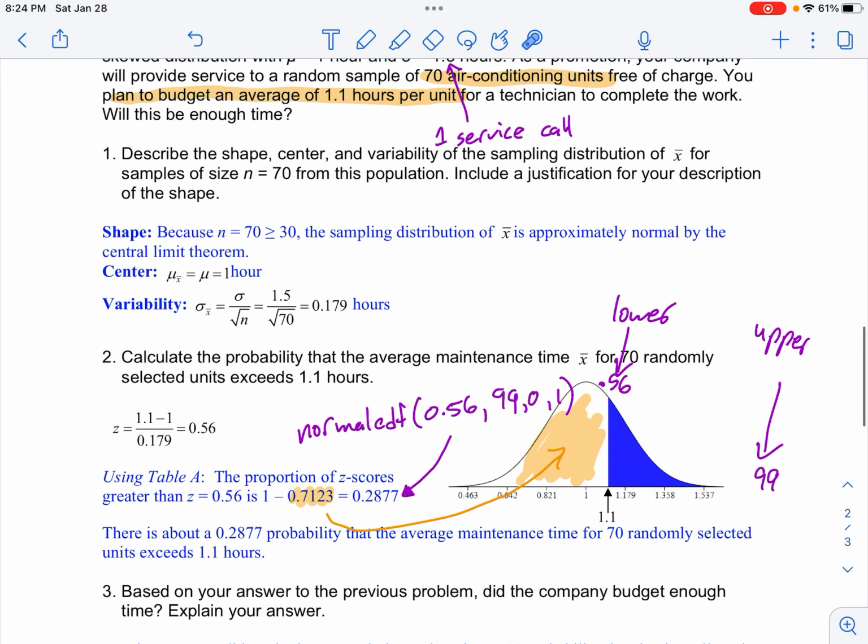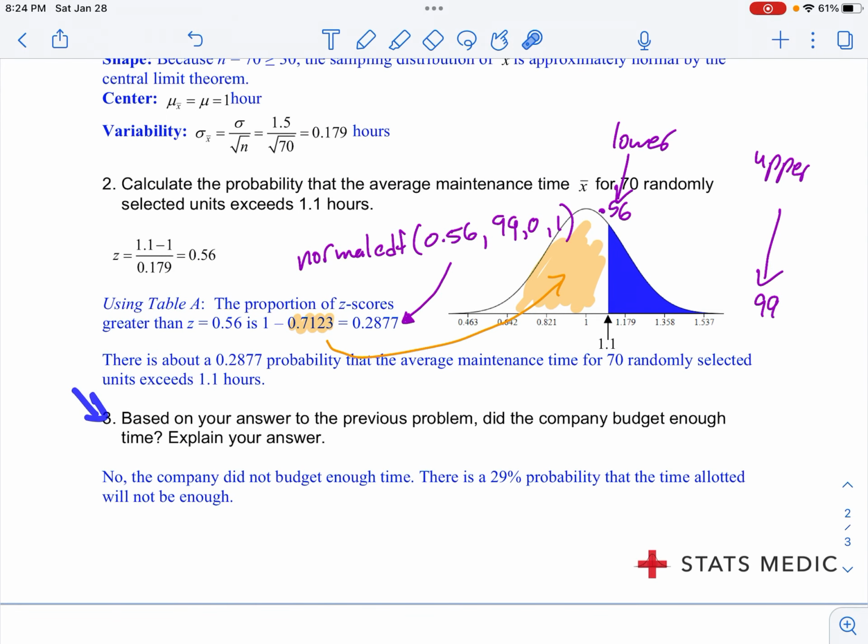So now we can finally answer the question. Did they budget enough time? No. I mean, based on your answer, did the company budget enough time? No. According to the distribution and number 2's answer, there's a 29% probability that they did not plan enough time. They did not allot enough time because they only planned for right here, 1.1 hours. So anything past here, they don't have time for. They didn't budget for that. And this is way too big.